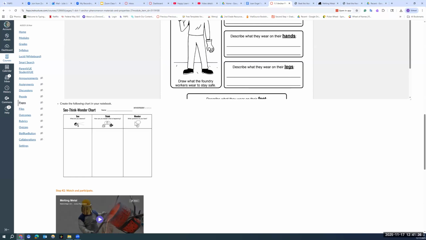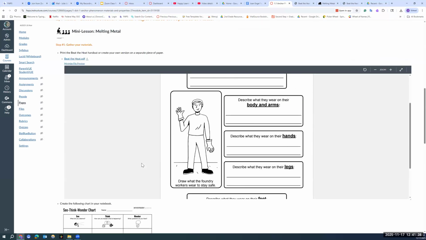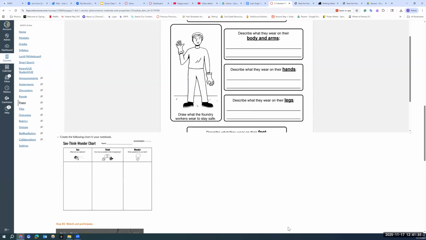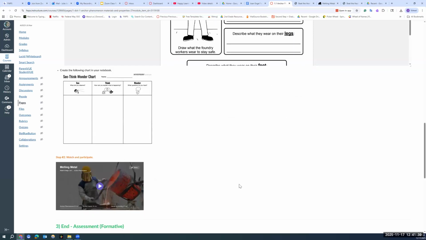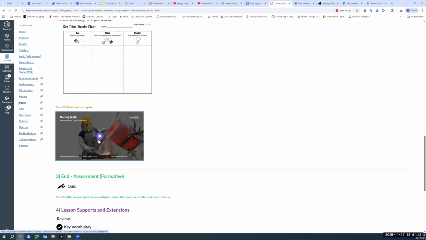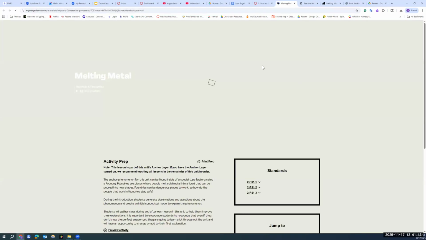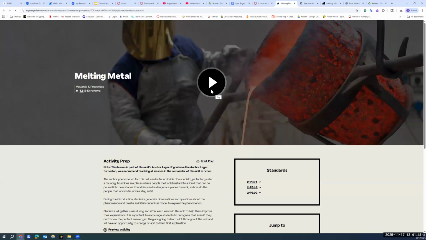So, see, think, and wonder. What I want you to do is take a piece of paper and make a see, think, and wonder chart. Then we're going to click right here and work our way through the Mystery Science lesson, Melting Metal.